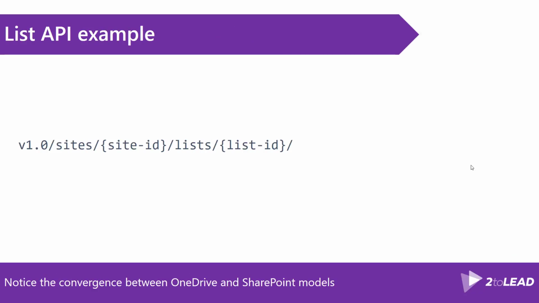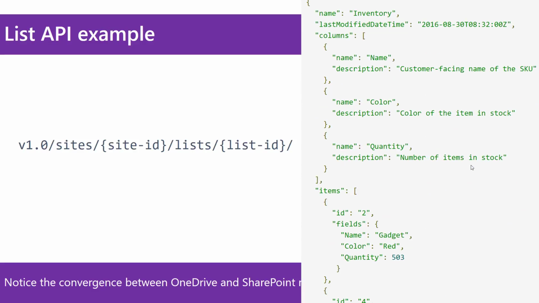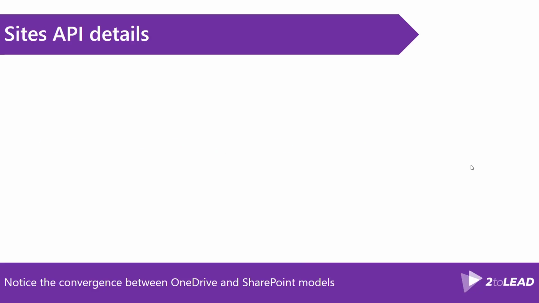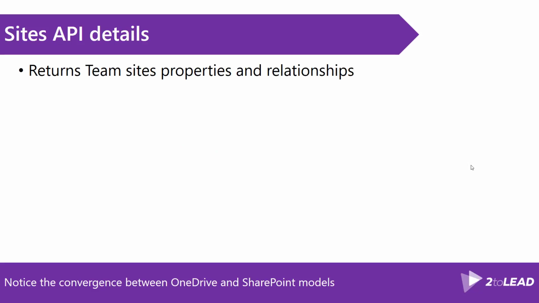And one of the ways you do that is you can query from v1/sites/site ID and then lists and give the list ID, and then you get all the metadata around that, things like what columns that list has, what items it exposes, and so on and so forth, right? Same thing with the site APIs.